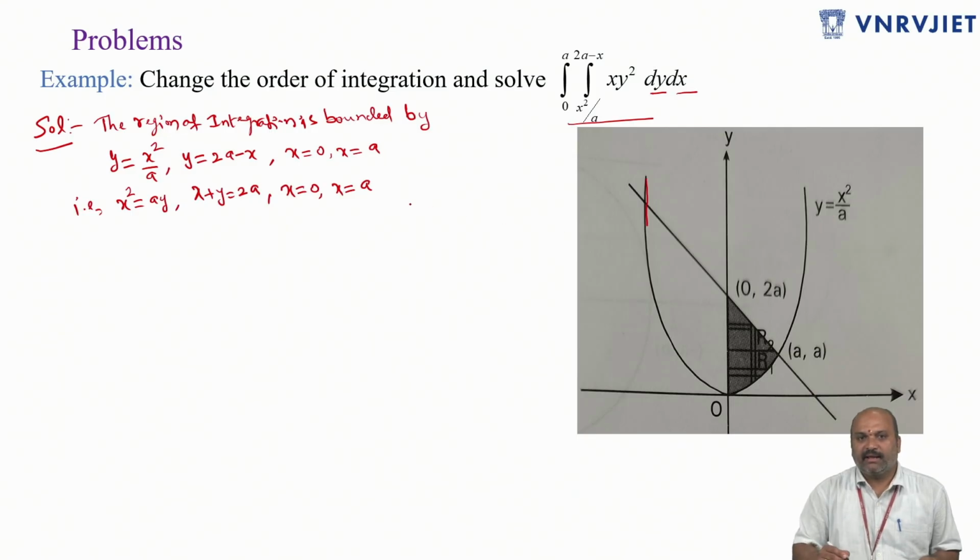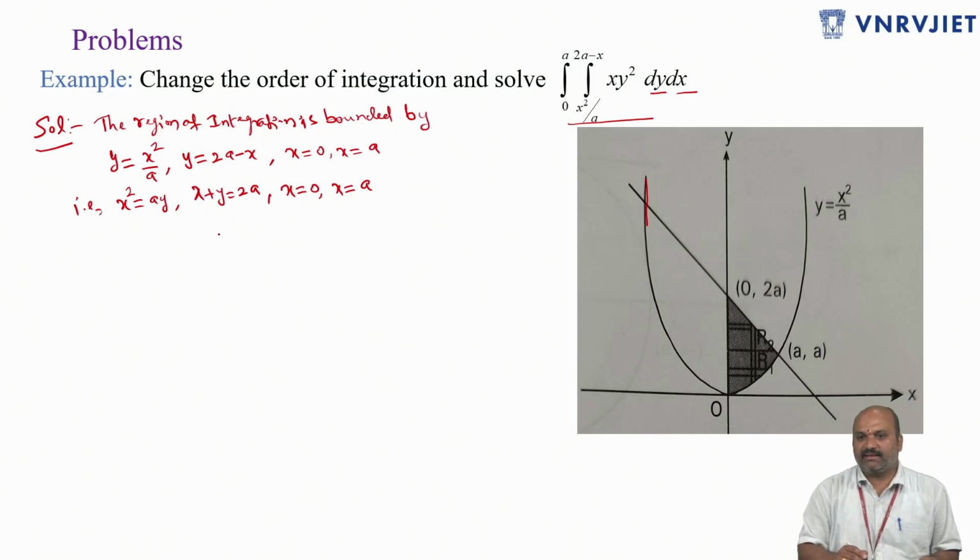And next, x equals 0, which is the y axis. And next, x equals a, which is a straight line parallel to the y axis. So here we have x equals a. I'll explain how we get this intersection point. And x plus y equals 2a is a straight line. So how to draw this straight line x plus y equals 2a?